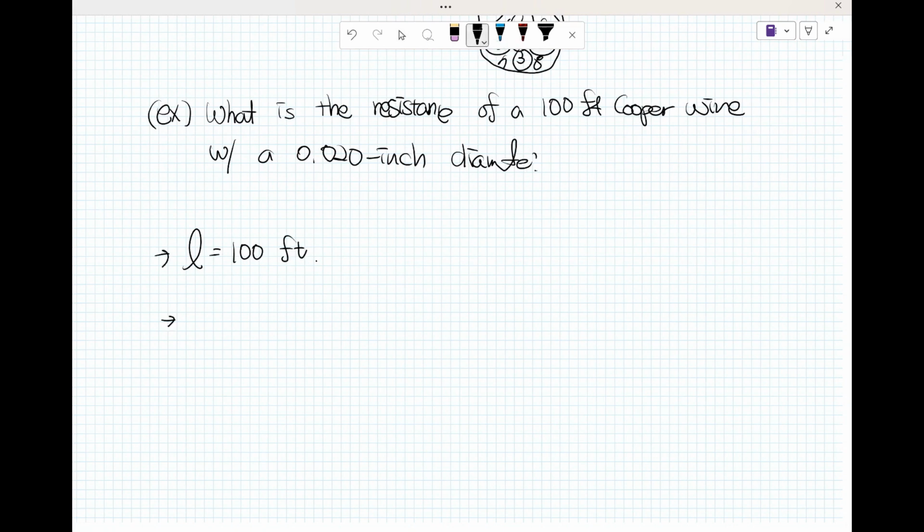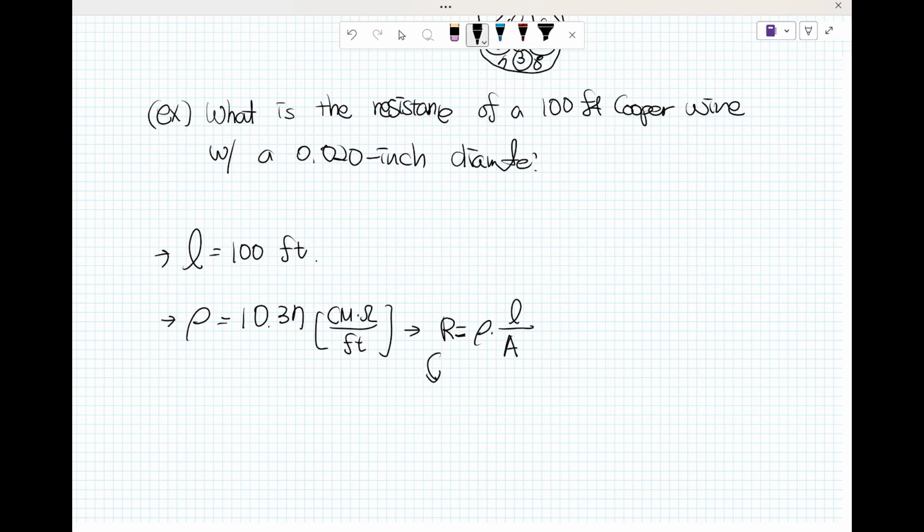And the other thing here, the copper resistivity from the table is 10.37 CM-ohm per foot. Okay, that is the unit. Why? Because the resistivity rho is, from the formula, rho equals RA over L. And for each corresponding unit here, CM-ohm per foot is fit here.